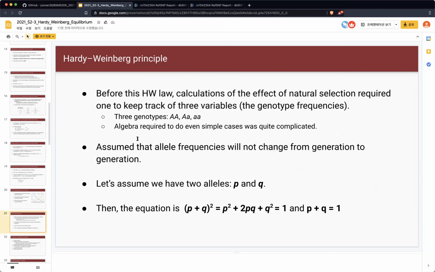Okay, so before this Hardy-Weinberg law, calculating the effect of natural selection required one to keep track of 3 variables, which are the 3 genotype frequencies, right? So before Hardy-Weinberg, we had to know the frequency of the 3 genotypes from a certain phenotype. Think about the Mendelian things, right? Your calculation or algebra always required handling more than 2 situations, which is the 3 genotypes, and putting them into 3 variables. So we can say that this is quite complicated.